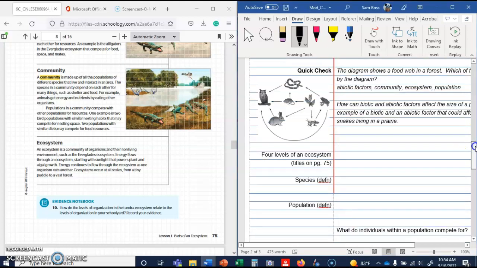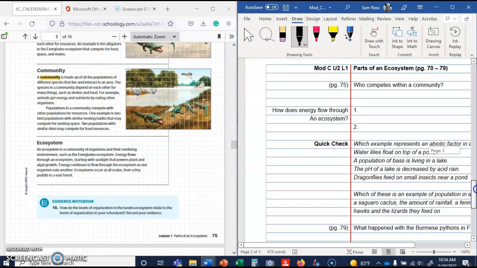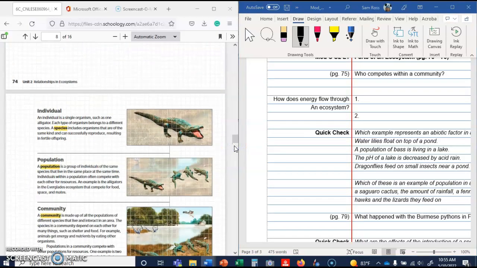So we're on to the next page where it says who competes within a community. Populations within a community compete with other populations. Okay, and we know population is a level of the ecosystem up here.